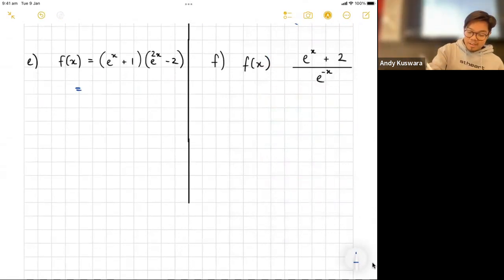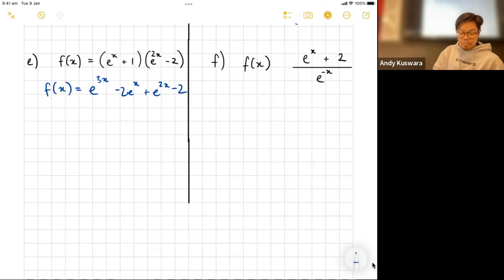Okay, so if I was to expand it out, e to the x times e to the 2x, a lot of people would say e to the 2x squared. It is e to the 3x, going back to your indice laws. e to the x times e to the 2x is e to the 3x, minus 2e to the x plus e to the 2x minus 2. That becomes your f(x). Have not differentiated yet. I've just expanded the brackets.